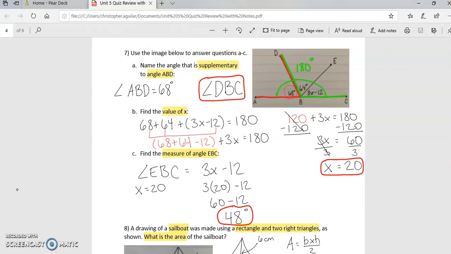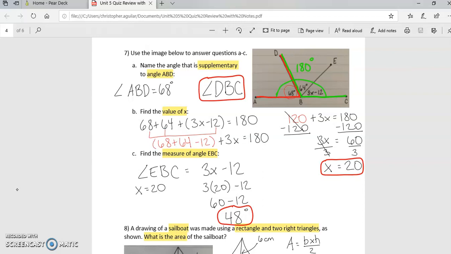So I say, okay, 68 plus 64 plus 3x minus 12 should give me 180 degrees. I'm going to combine like terms. All the regular numbers I'm going to combine together. The variable, I have to keep off to the side on its own because there's no other variables to combine. So 68 plus 64 minus 12, and then plus 3x equals 180. All those numbers together equals 120 plus 3x, and that's equal to 180.